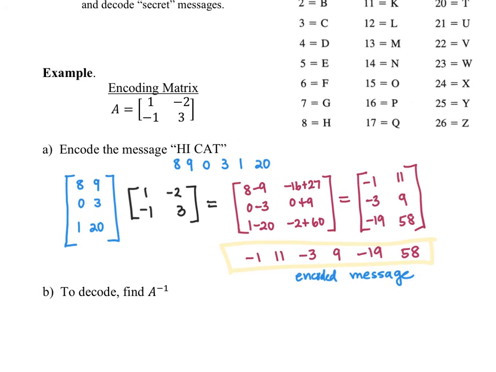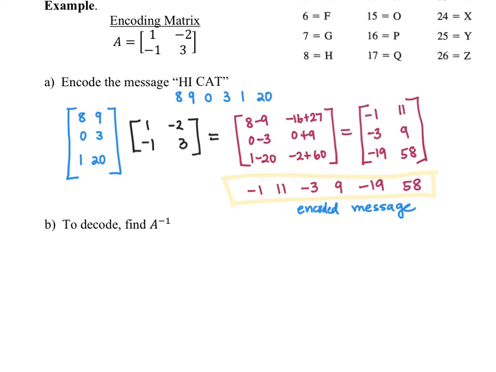Now how is my friend going to decode it? First, my friend has to know what the encoding matrix is, because my friend has the same encoding matrix. To decode the message, they need to find the inverse. Why is this good? Because even if someone accidentally finds my encoding matrix, unless they know pre-calculus, they're not going to know how to find the decoding matrix. I'm going to use augmented matrices to find the inverse.